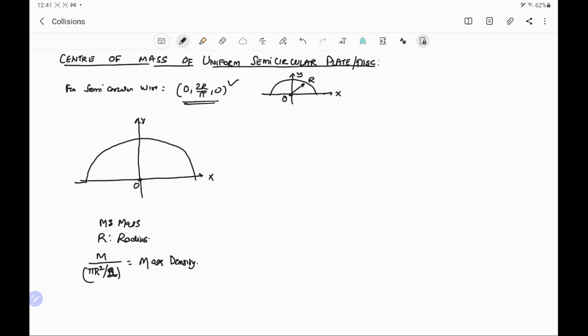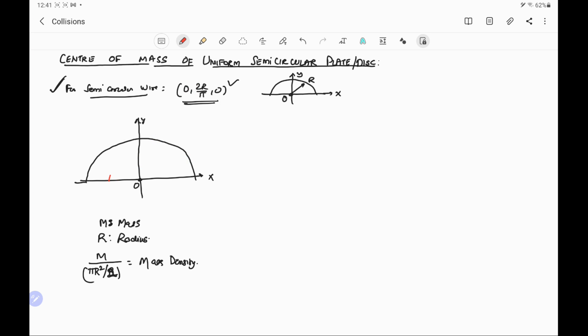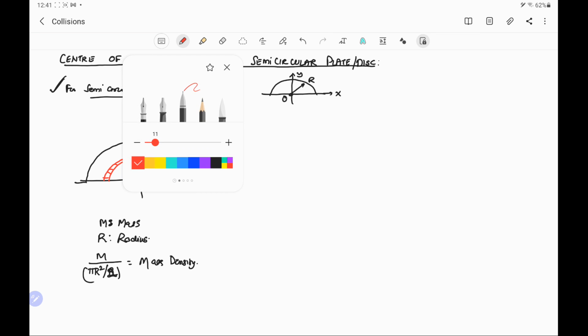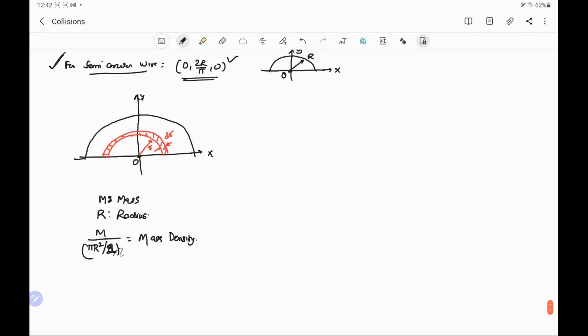For that purpose, we will use the already derived formula for the semicircular wire. We take an elementary ring of radius say r, and this ring has thickness say dr. The mass density of the plate we have already found is m by πr²/2. Therefore, the elementary mass dm, that is the mass of this elementary semicircular ring, will be mass density times area.